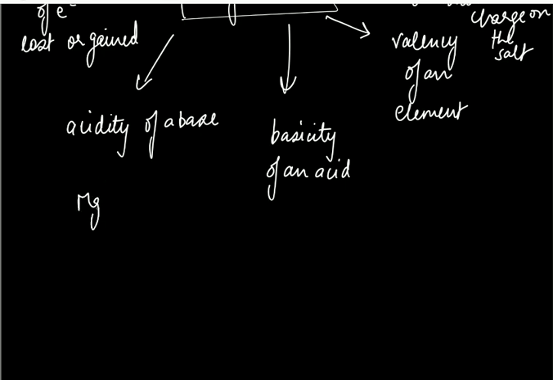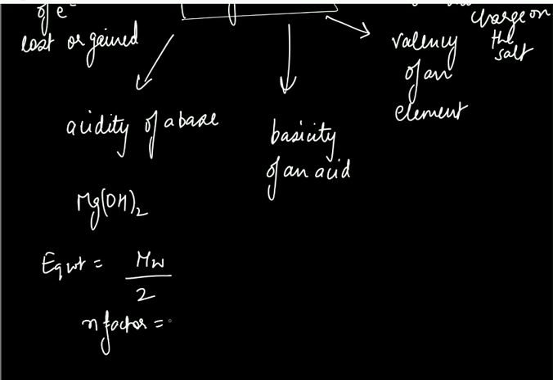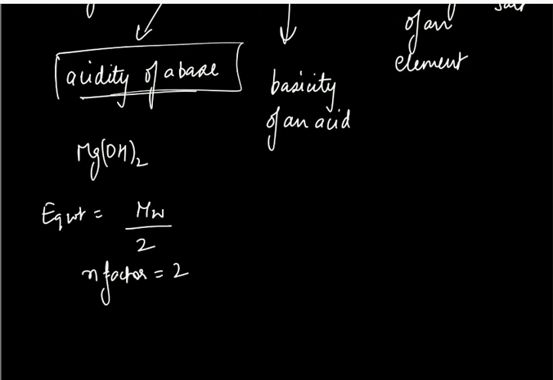So I took this example, magnesium hydroxide. This is a diacidic base. So simply, if we want to calculate the equivalent weight of this, the molar mass of magnesium hydroxide, which you can calculate, divided by 2. So the n factor over here is going to be 2. That is nothing but the acidity of a base, right? Similarly, you can take the example of aluminium hydroxide, or any monoacidic base also.